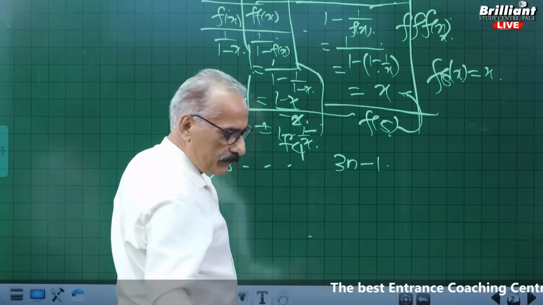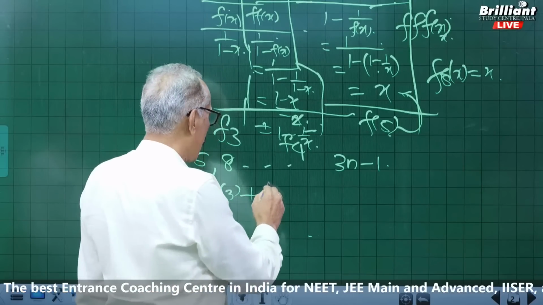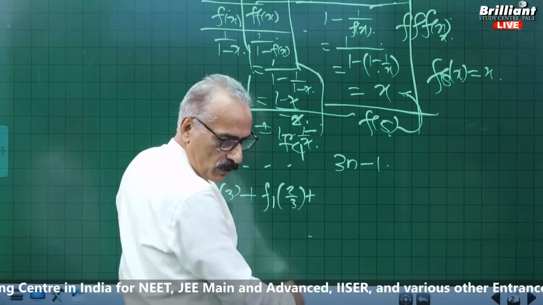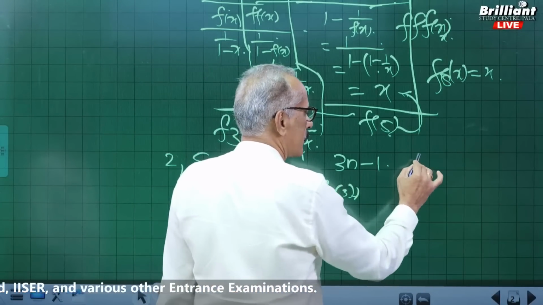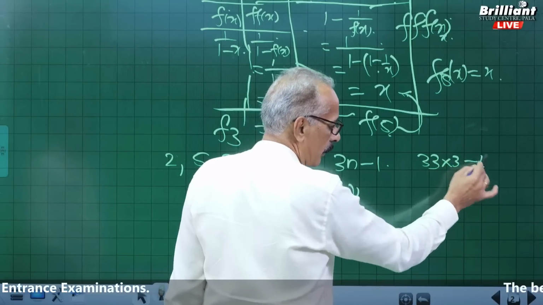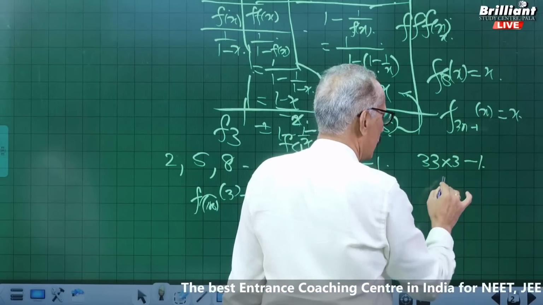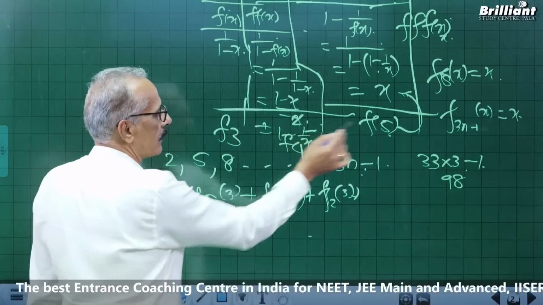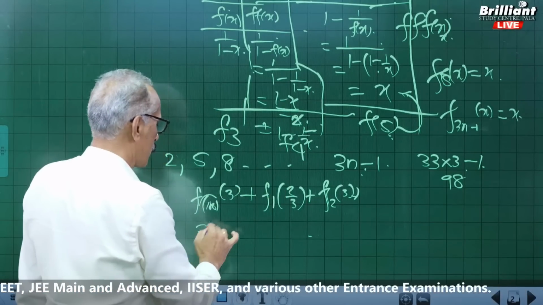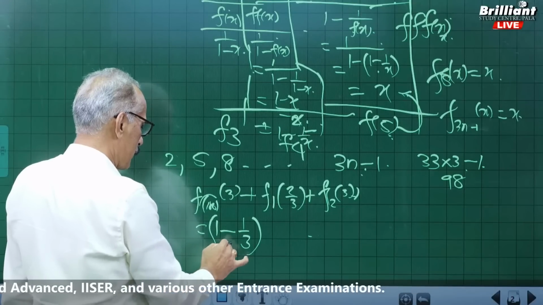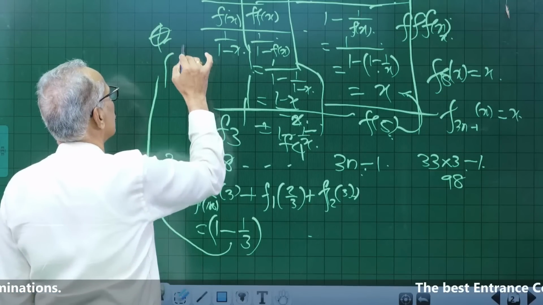And what's your question? Your question is f100 of 3 plus f1 of 2 by 3 plus f2 of 3 by 2. What is this 100? You know, this is 33 into 3 minus 1, that will be your x. f of 3n minus 1 of x is equal to x. That is 98, so f98 is x. f99 is the first one, then f100. So f100 is this function, 1 by 1 minus 1 by 1 minus 1 by x.